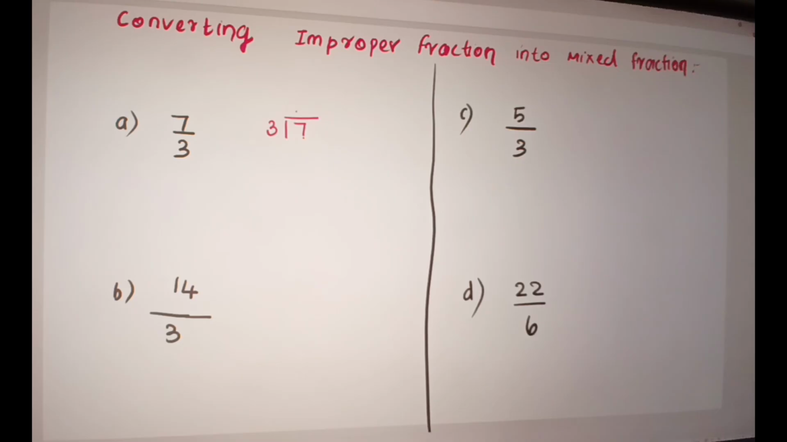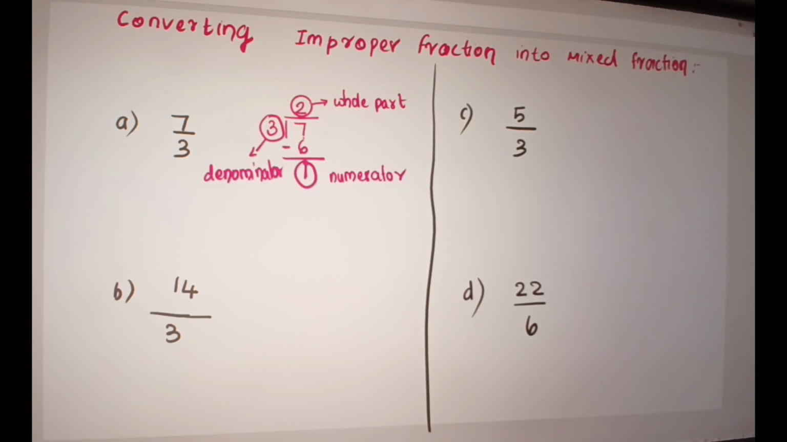3 times 2 is 6, if you subtract, you will get 1 as the remainder. So the quotient of this is 2. The quotient is the whole part, and the remainder is the numerator, and 3 is the denominator. So quotient is the whole part, numerator is the remainder, and 3 is the denominator. So how do you write that in mixed fraction? 2, the whole part, 1 over 3.